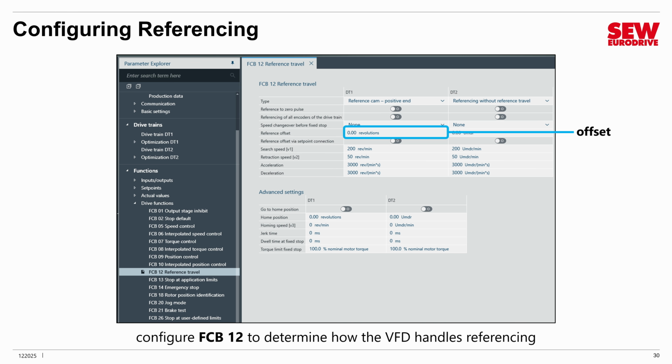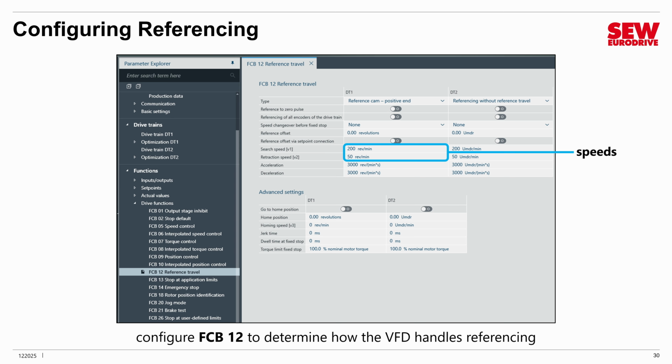We set the search and retract speeds in this location. Remember, the retract speed should always be slower than the search speed. And then finally, we have dedicated acceleration and deceleration ramps for the search and retract speed. Generally, you want to set these to a fairly high value so you reference very precisely. And that is all you have to do to get configured for referencing.